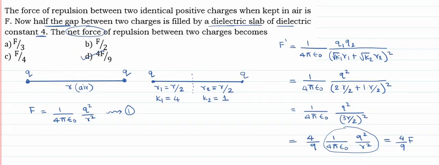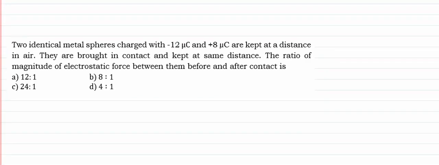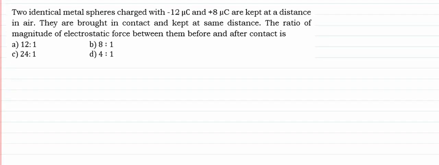Clear, students? Next one. Two identical metal spheres charged with minus 12 microcoulomb and plus 8 microcoulomb are kept at a distance in air. So there are two spheres, one of minus 12 microcoulomb and another of plus 8 microcoulomb. They are kept at a certain distance in air.